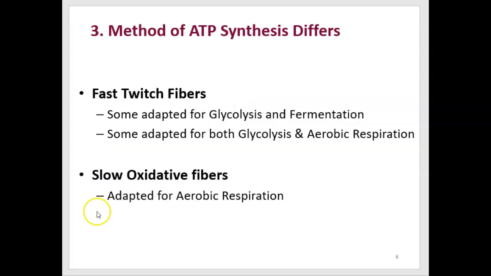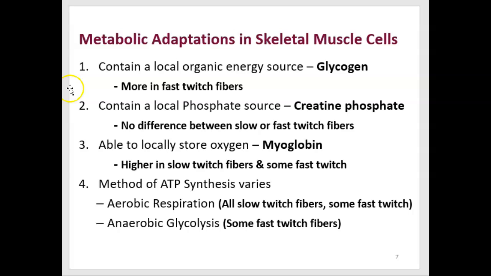So we need to understand what these adaptations are. Why do fast twitch fibers use glycolysis whereas slow twitch fibers use aerobic respiration? It has to do with the adaptations present in skeletal muscle cells. So we're going to go through what these 4 things are and then look at fast and slow twitch muscle fibers to see who's got which of these adaptations. So skeletal muscle cells contain a local energy source or carbon source, glycogen.